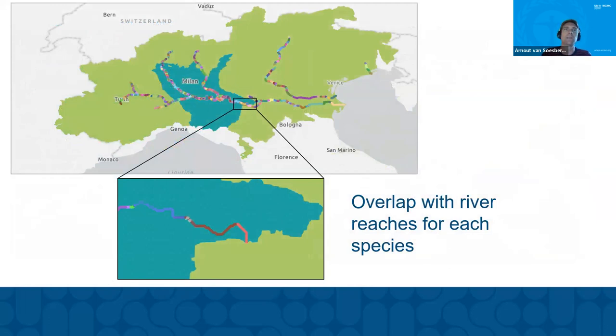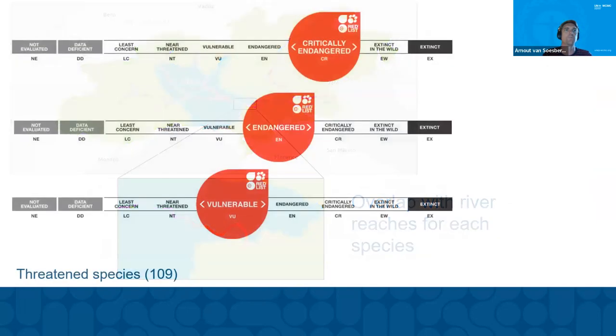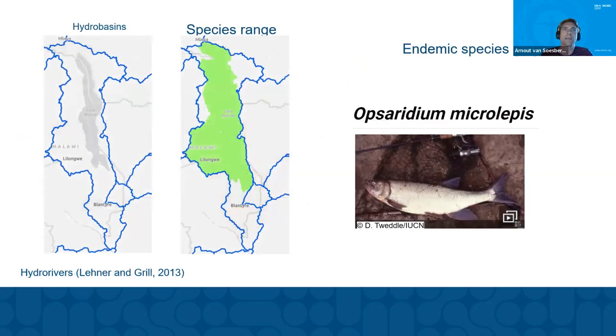And then finally, for each of those river segments, we calculated the total number of species that overlap with that segment. In addition, we also calculated the longest potential swimway for each species within rivers. We then also analyzed a subsection of threatened species by selecting only those species that are critically endangered, endangered, and vulnerable on the IUCN Red List, and that resulted in a total of 109 species. And then finally, we also selected endemic species, which we defined as those species whose range are fully encompassed in HydroBASIN level 4, as you can see here and on the map. So for example, here is a species in Lake Malawi, Lake Salmon.